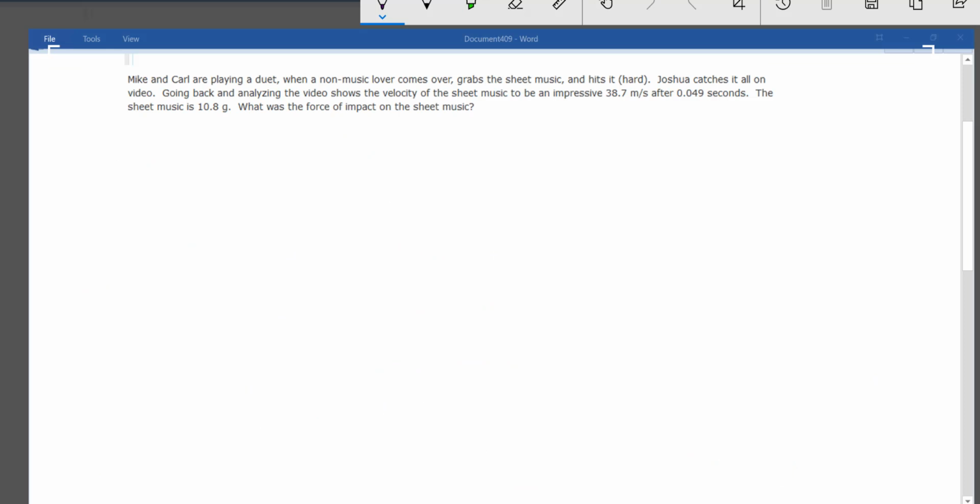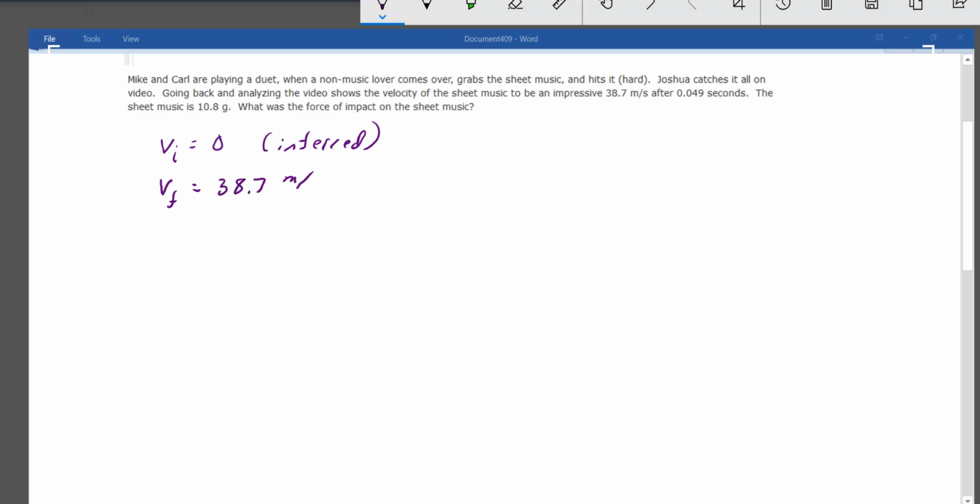Next problem. Mike and Carl are playing a duet when a non-music lover comes over, grabs the sheet music, and hits it hard. Joshua catches it all on video. Going back and analyzing the video shows the velocity of the sheet music would be an impressive 38.7 meters per second after 0.049 seconds. The sheet music is 10.8 grams. What was the force of impact on the sheet music?